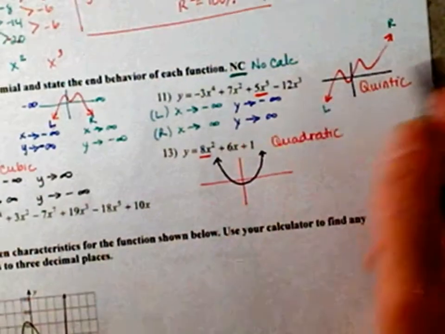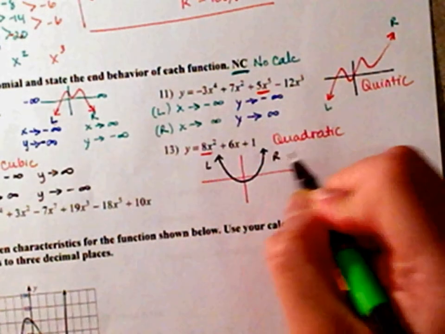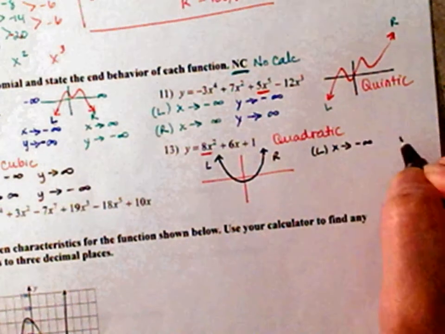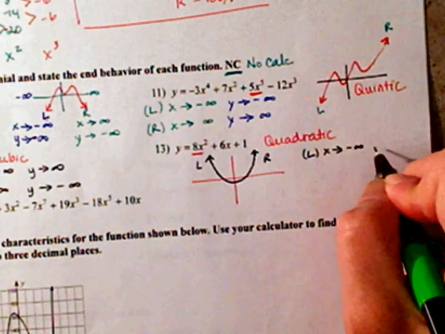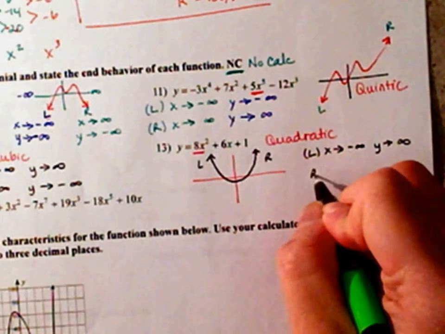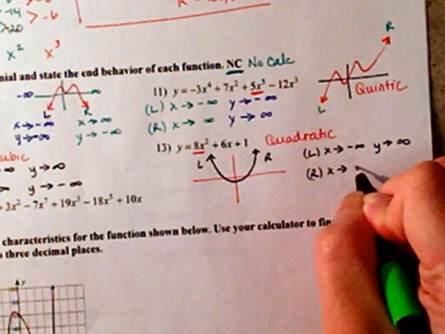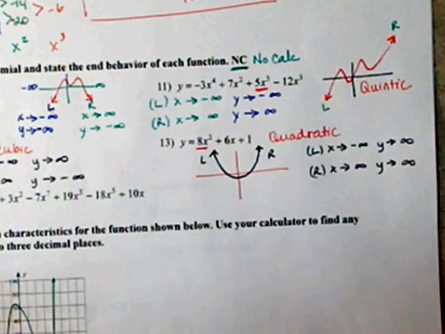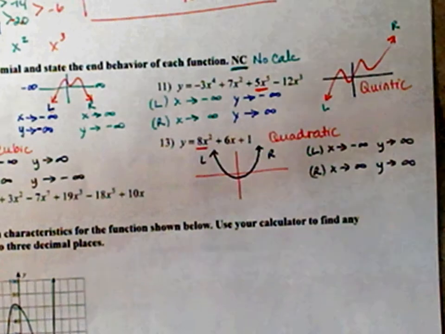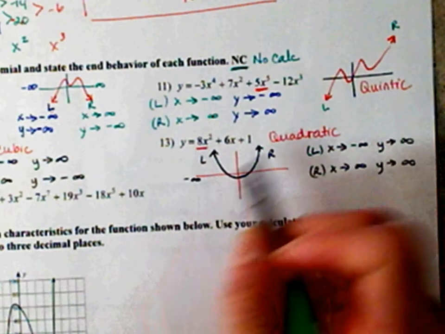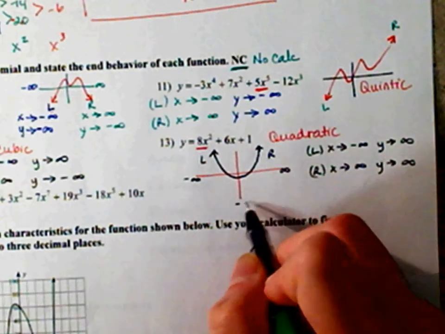Here's your left, here's your right. Your left, x is approaching west, as it's heading toward the negative infinity, it's going up north, which is positive. Right, as x is approaching east, it is also going north, which is positive. So if you can just get used to that language, it might help you. Just know that this is negative infinity, positive infinity, negative infinity, positive infinity.